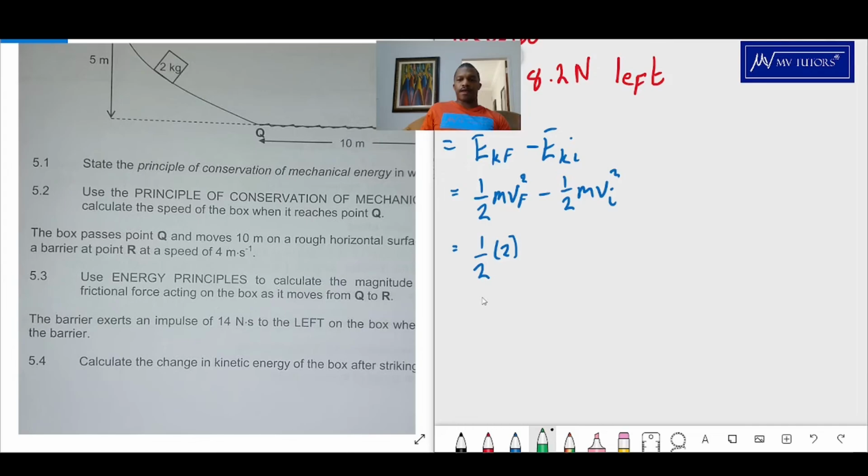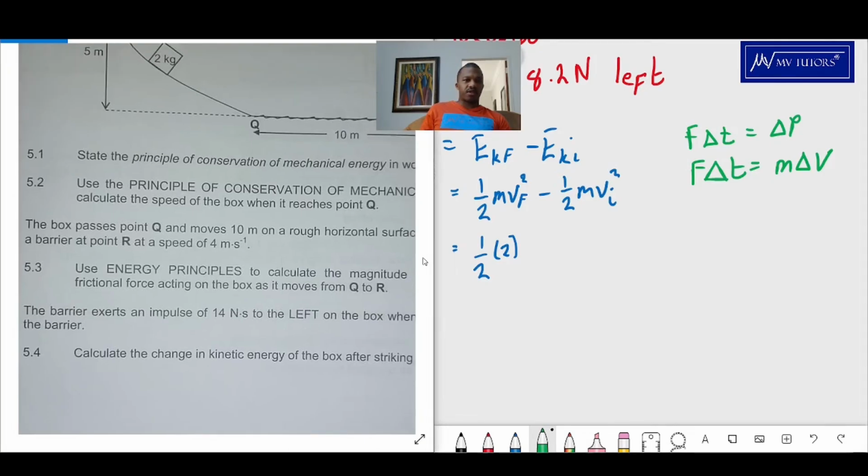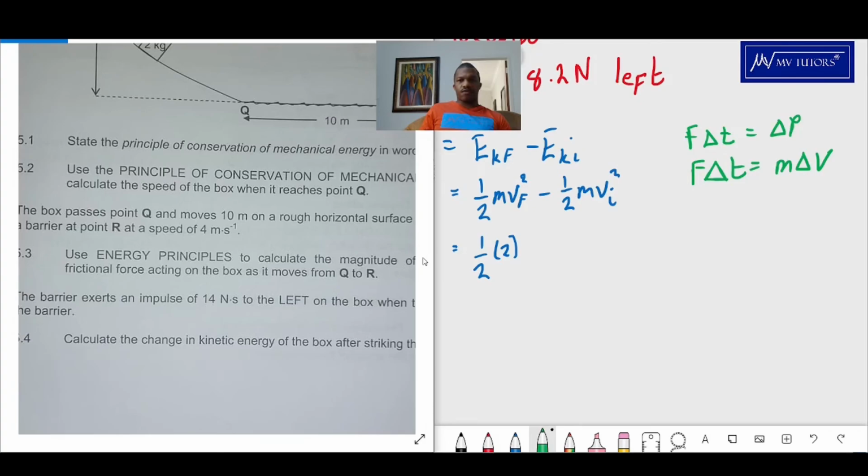We know that impulse is force times change in time is equals to the change in impulse. And we know that the change in impulse is also equals to mass times the change in velocity. So we're going to put these together. So far what we do know is that, oh actually, we have been given the change in impulse in this question. Exerts a force of 14.